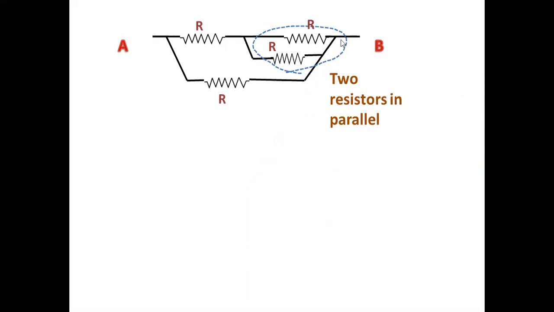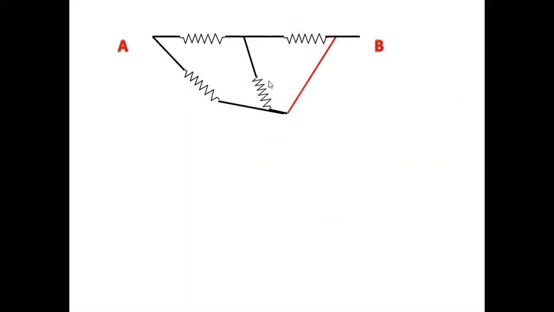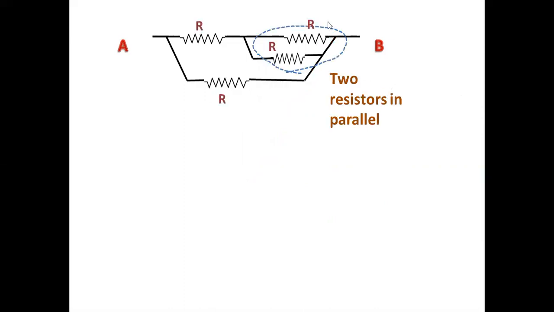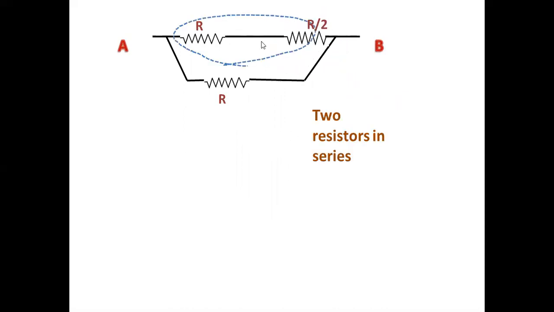Now, what is the equivalent? This is parallel, R by 2, R parallel R, or R by 2. Then series, R by 2 plus R. Then parallel. So we will solve it. Okay. This is R by 2. Correct? This is R by 2 here. R by 2. Wait now. This is R by 2, R by 2 plus R. R by 2 plus R is 3R by 2, you know it, right?